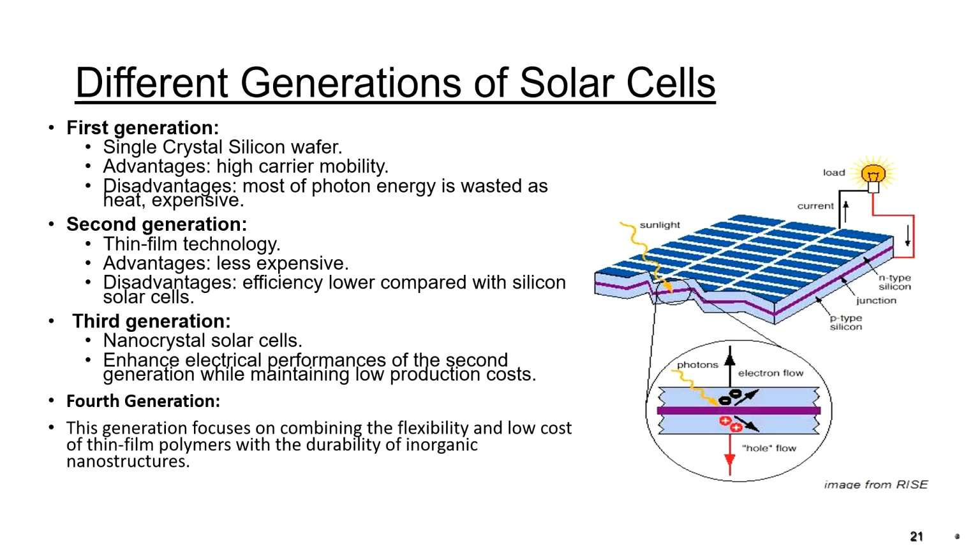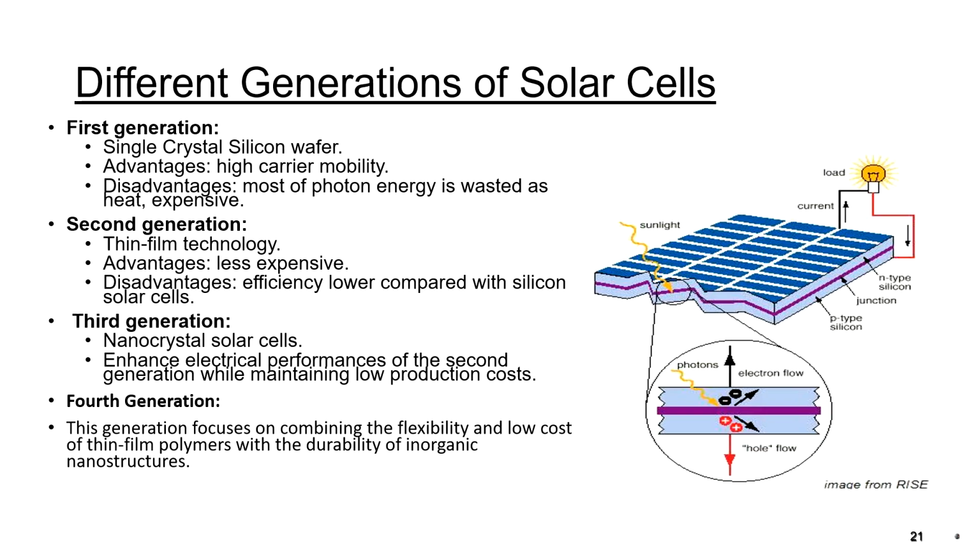So different generations of solar cells are there. There are 4 different generations nowadays. Earlier it used to be 3, and now they have added one more generation, which is the 4th generation. So the first generation is single crystal silicon wafers. Advantages: high carrier mobility. Disadvantages are most of the photon energy is wasted as heat, and it is expensive. So that was your single crystal silicon wafer. In good old days it was there.